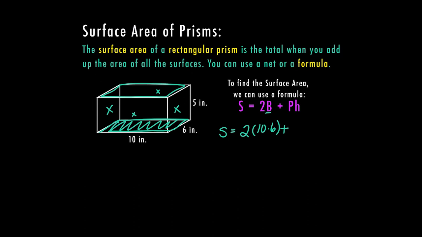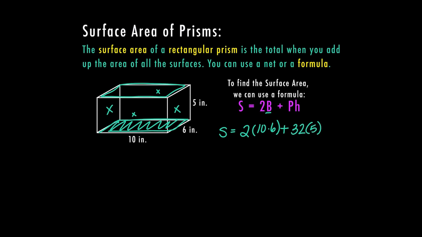The lateral area is the perimeter of the base times the height. So that would be the same as multiplying 5 times 6 and 5 times 10 and doubling it. Your shorter process is just to find the perimeter of the base. So that's 10 plus 6 plus 10 plus 6. That's going to give us 32 times your height, 5.